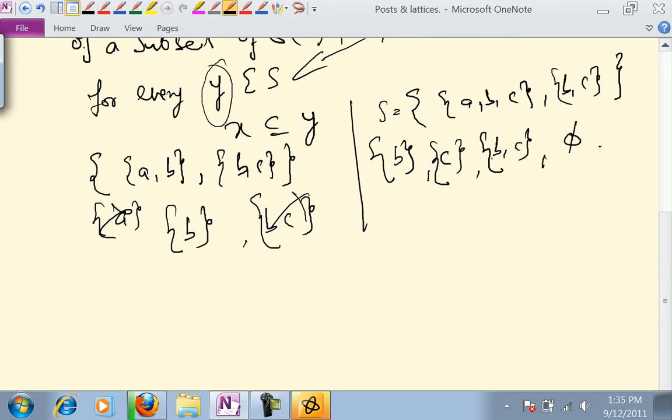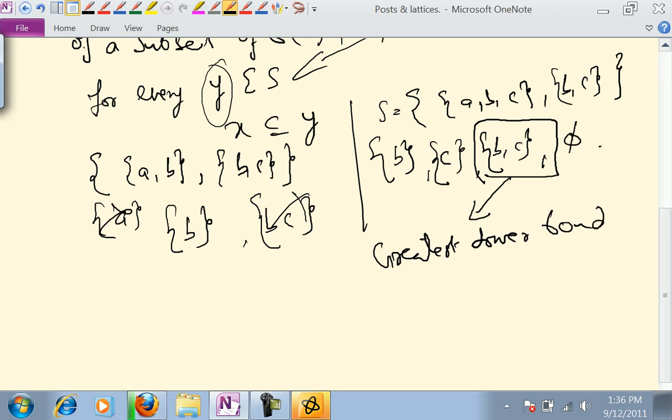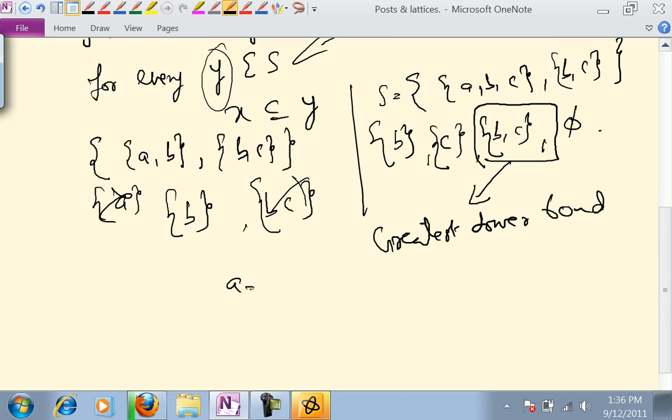Now among these lower bounds, {B, C} is called the greatest lower bound. So what is a greatest lower bound? A greatest lower bound is a lower bound of the set S such that all other lower bounds are subsets of it. If I talk of {B}, {C} and the null set here, all three are subsets of this lower bound. So {B, C} is a lower bound, but it is the greatest lower bound. You getting me? So we say it like this: A is equal to the greatest lower bound of set S.